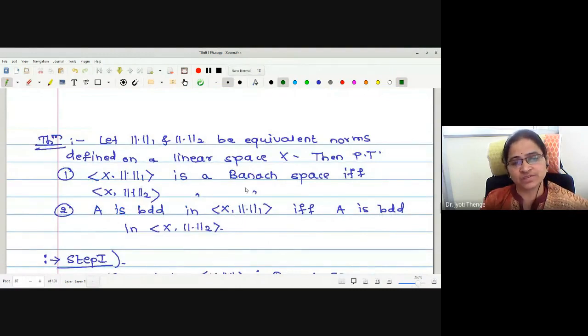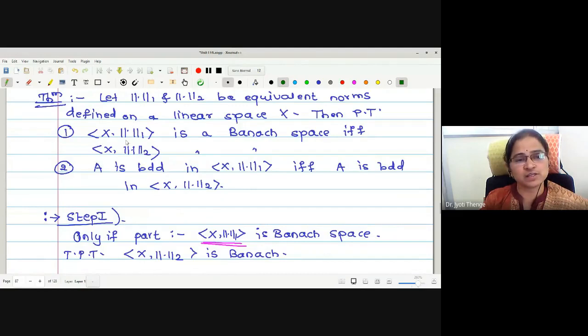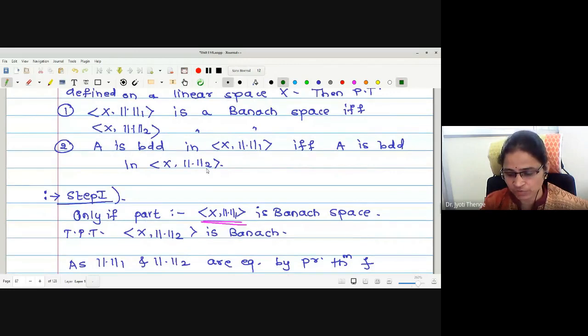The last theorem we have studied is whenever the two norms are equivalent, then if the given linear space is a Banach space with respect to one norm, then it is a Banach space with respect to another norm. Similarly, if a set is bounded with respect to one norm, then it is bounded with respect to the other norm also, right?